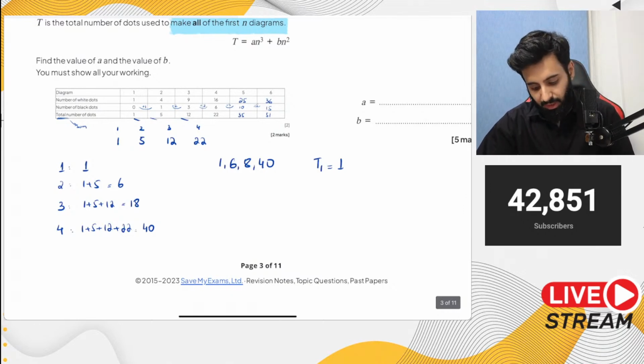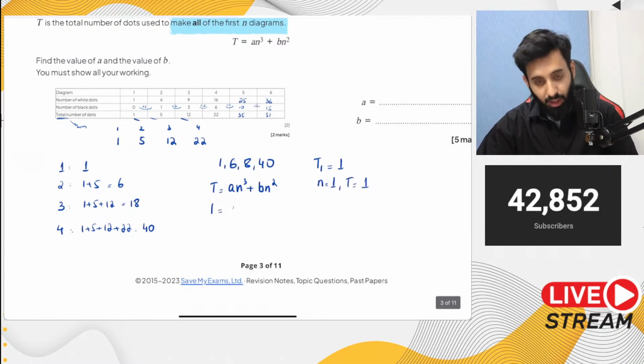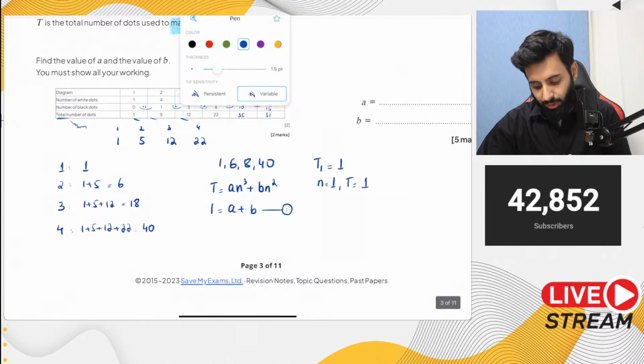How? By using this information, you know that t is equal to an cube plus bn square. So if I plug in n equals 1, what is t going to be equal to? t is going to be equal to 1 as well. So that means 1 is equal to a plus b. So this is your first equation. And then you can form another equation.